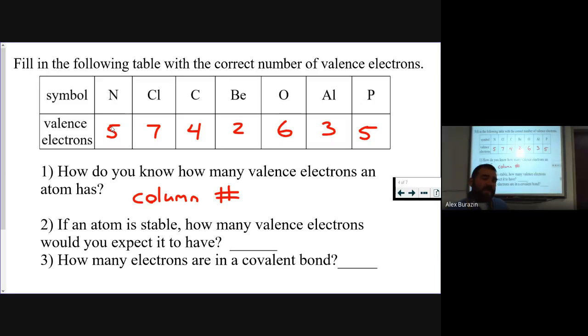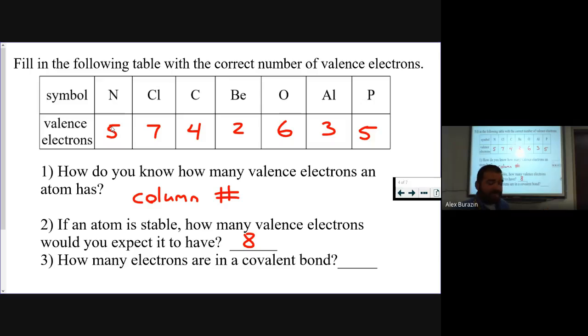So number 2, if an atom is stable, how many valence electrons would we expect it to have? So when it comes to stability, generally speaking, atoms and ions and molecules are stable when atoms have 8 electrons nearby. This is proven by looking at the charges of our ions. If I make oxide, for example, which is O2 minus, what I'm doing to do that is adding 2 electrons. Well, oxygen would have started with 6 valence electrons, and if I add 2 more, that would get us up to 8. That would be stable.